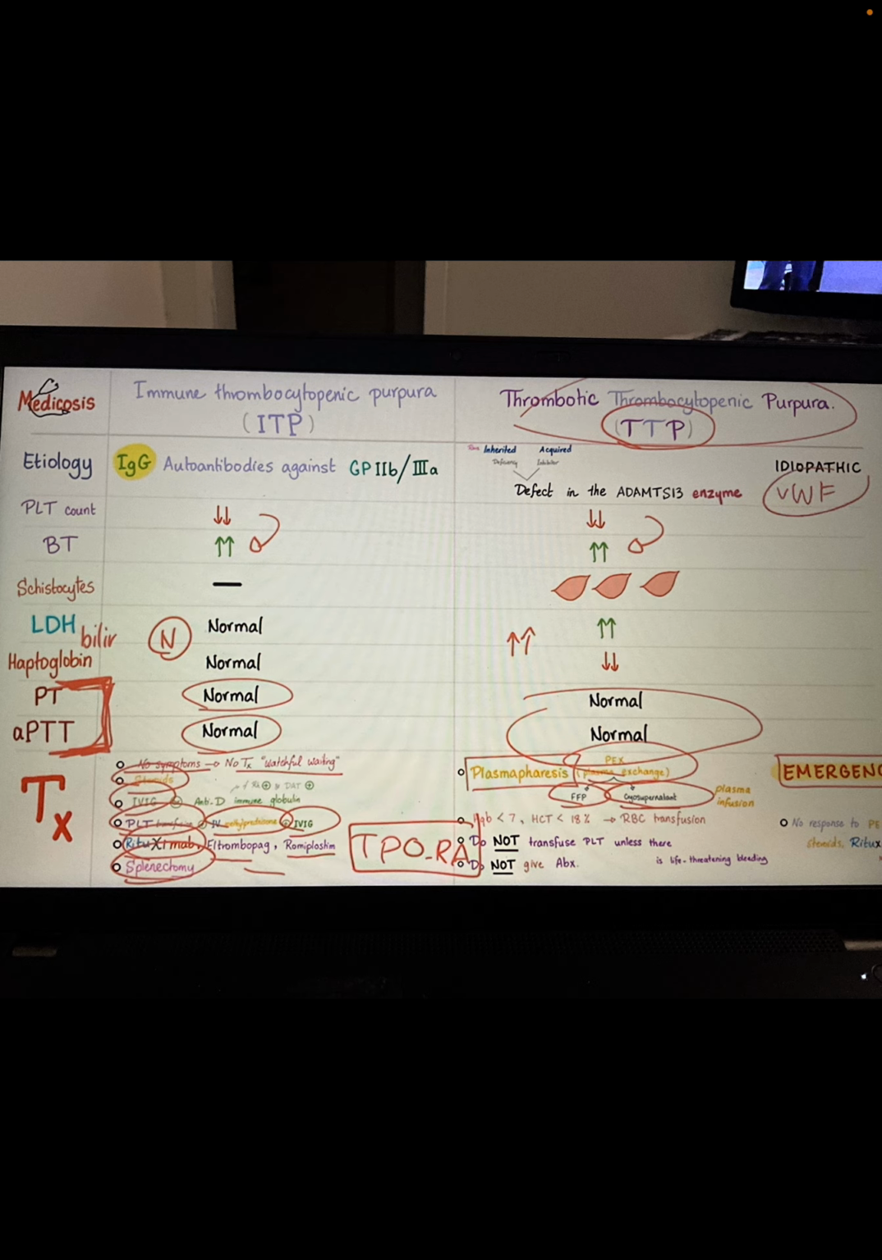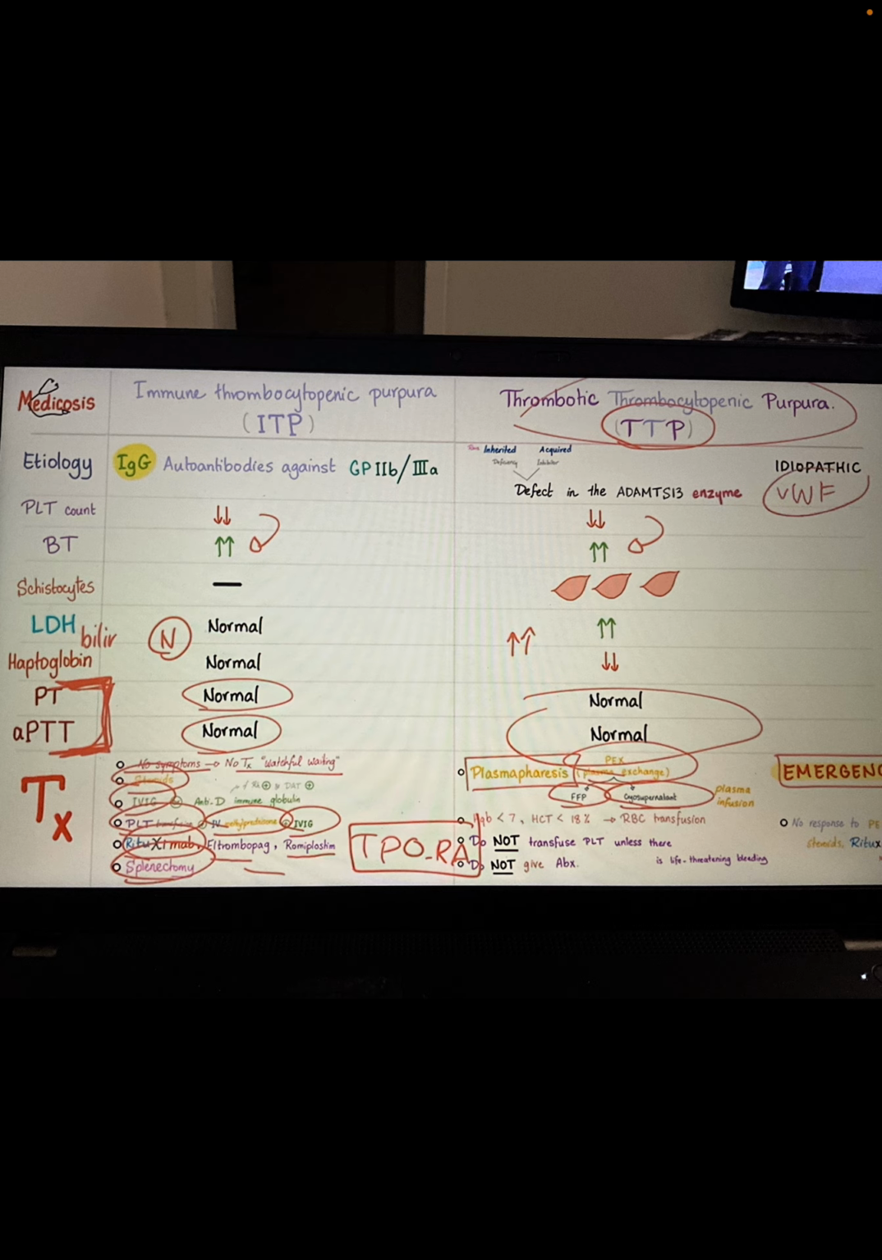Schistocytes presentation would be in the one where there is microangiopathic hemolytic anemia, which is just the TTP. So schistocytes and LDH problems and bilirubin problems and haptoglobin problems, all of these anemic problems would not be in ITP. So ITP would not be anemic. TTP would be anemic. So there would be schistocyte production, there would be LDH increase, there would be bilirubin increase, and there would be haptoglobin decrease because it's saturated.